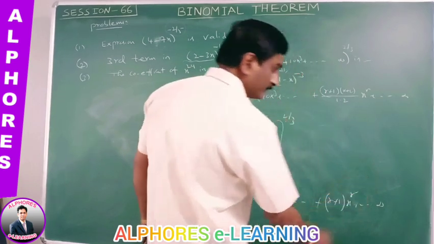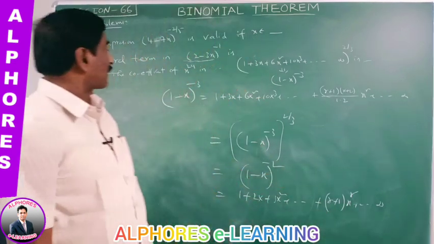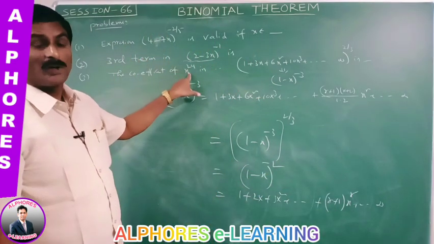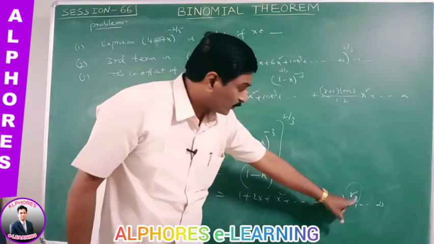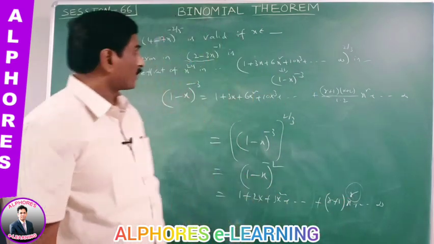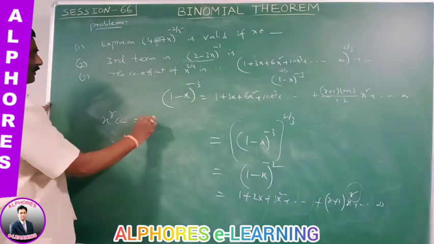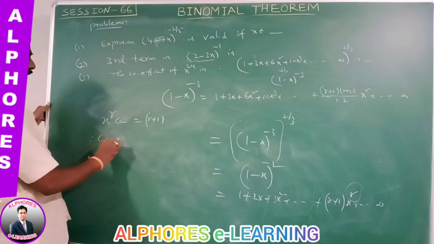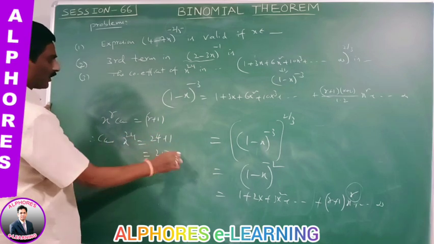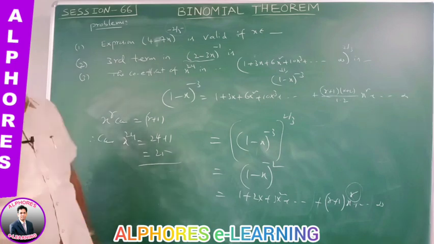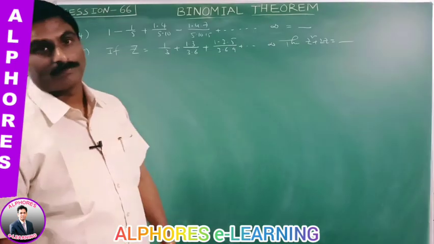Please observe this value. Here, what is the coefficient of x power r? r plus 1. But the value we require is the coefficient of x power 24. So, what is the coefficient of x power 24? Put r equal to 24. That means 25. Therefore, in this case, the x power r coefficient is equal to r plus 1. Therefore, the coefficient of x power 24 is equal to 24 plus 1, that is equal to 25. It is the answer. Very, very important model. Okay. Please note this value. Next, the fourth one.